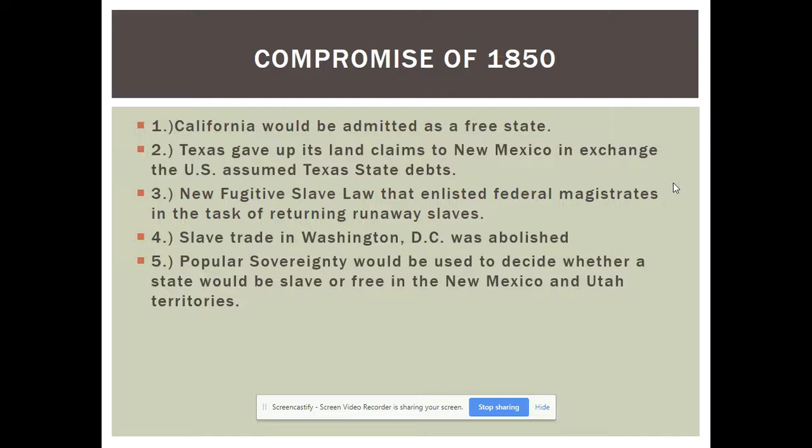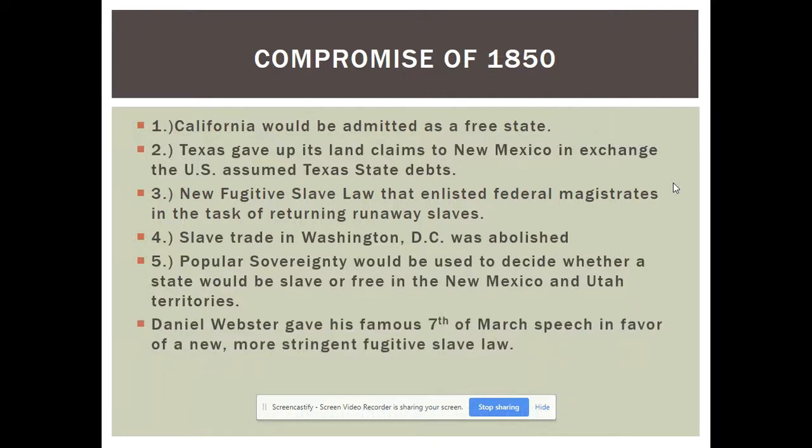So let's recap. All right, two things that benefit the North are California as a free state, and the slave trade abolished in Washington, D.C. Two things that benefit the South are a stricter fugitive slave law, and popular sovereignty in new territories acquired in the Mexican War. And then the fifth thing deals with Texas. Texas gave up some land claims in exchange for the federal government taking over the debts that they had acquired while it was an independent country.